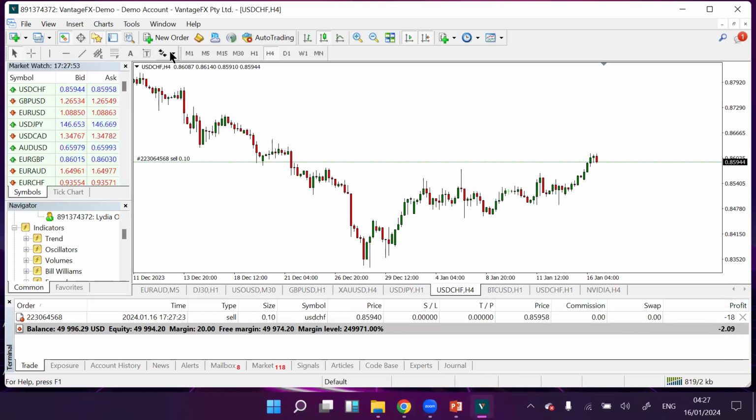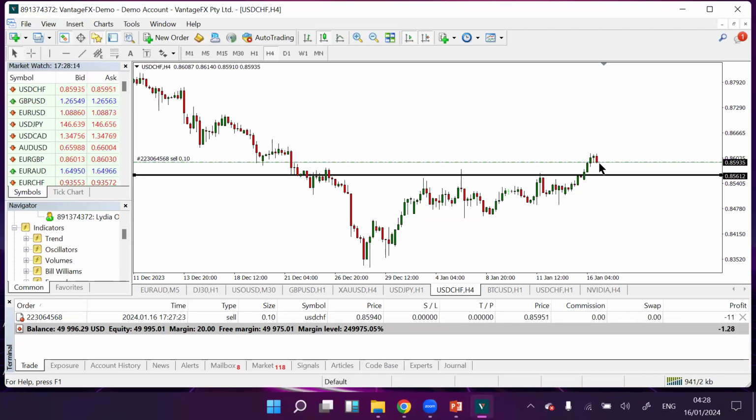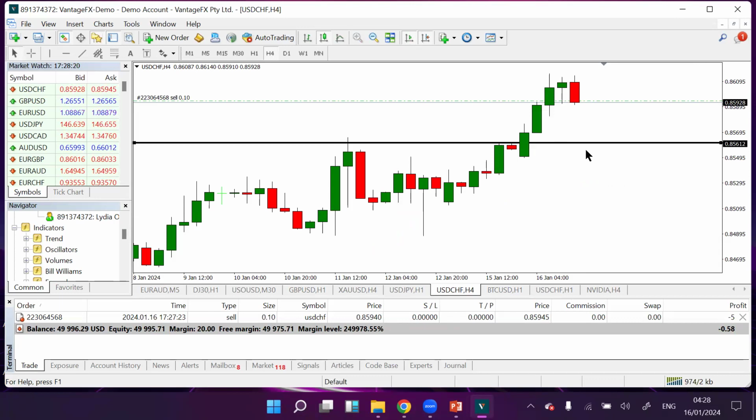So now let's look at something here. Let's assume that currently USD-CHF is selling, but we expect that after it sells to a certain point, price will come to this point, sell to this area, and then start buying. Let's say we expect that to happen, right? So what we will now do is a buy limit, because we expect price to buy once it gets to this area.